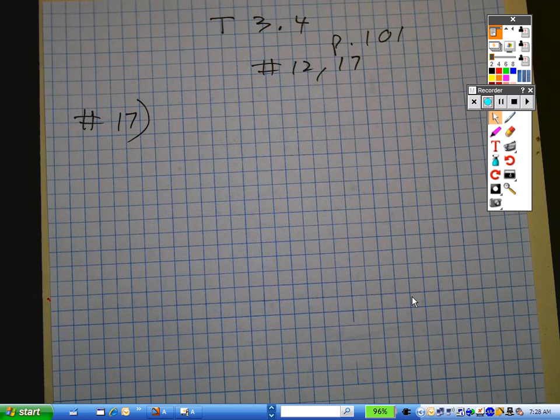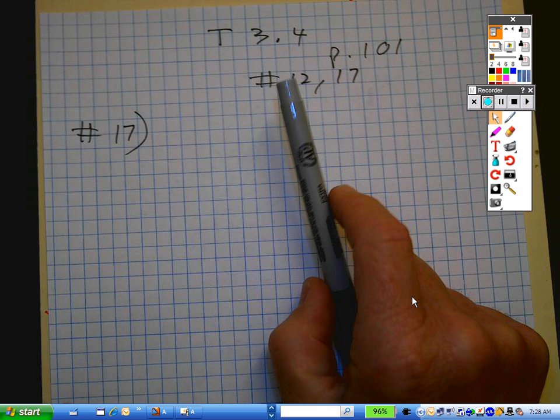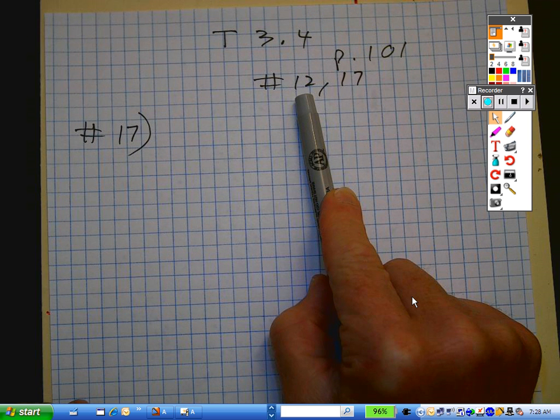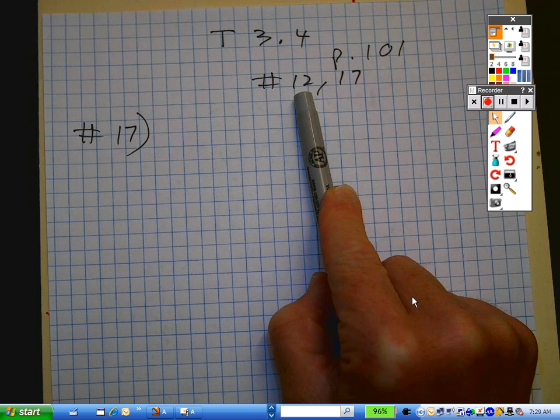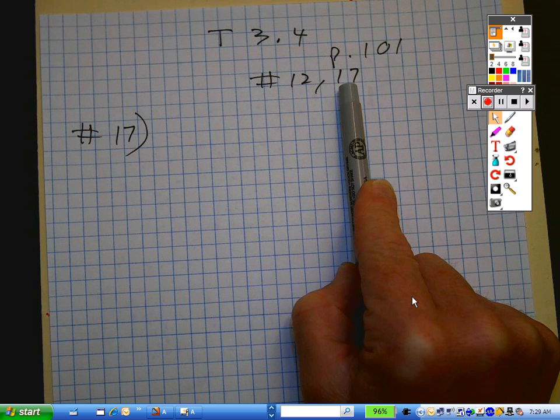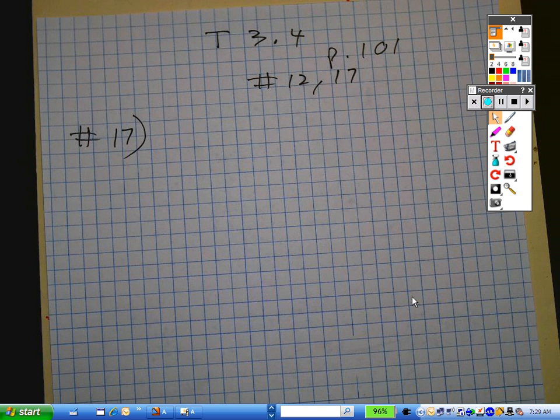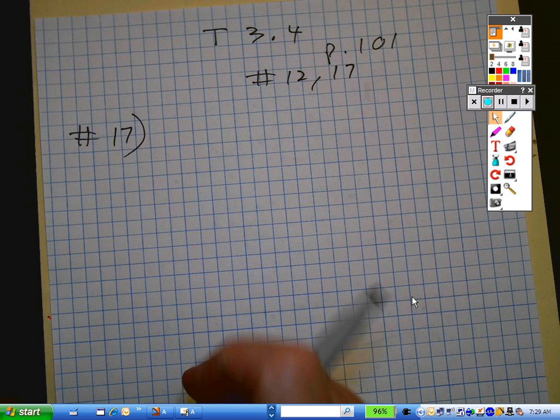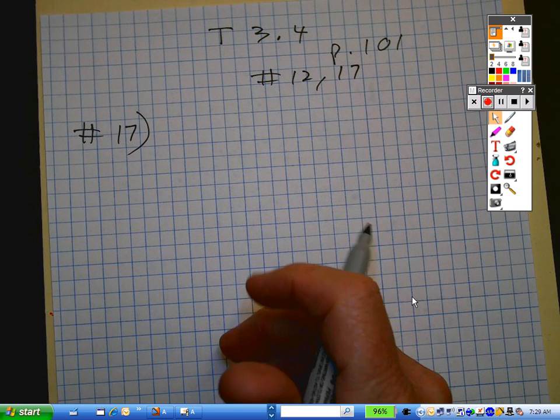Hi, AP Physics students. Here are a few hints about textbook assignment T3.4, page 101, number 12 and 17. Actually, I'm not going to give you any hints about number 12 because it's a little too easy and any hints would make it too easy for you. However, number 17 makes up for this. It has a star, but it kind of almost deserves 2 stars. So that means that I can give you some hints and I think it'll be useful.